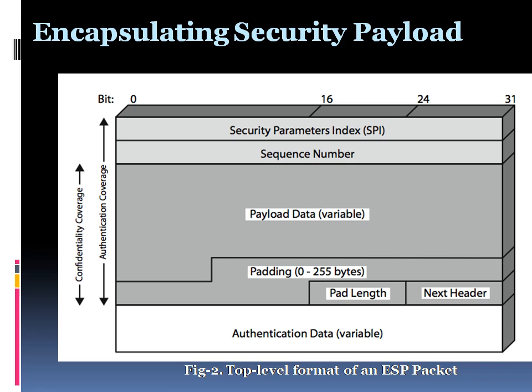Lastly, we have the integrity check value. This is a variable length field that contains the integrity check value, which is computed over the ESP packet minus the authentication data field. So you can say that the ICV value is equal to the ESP packet minus the authentication data field.